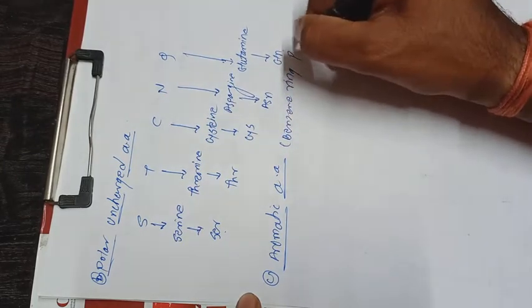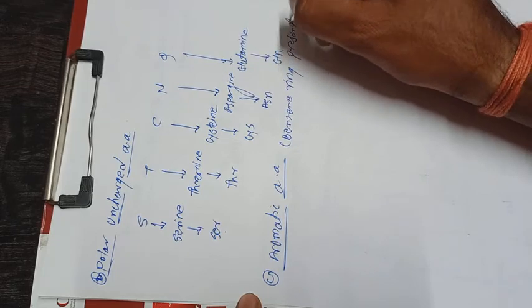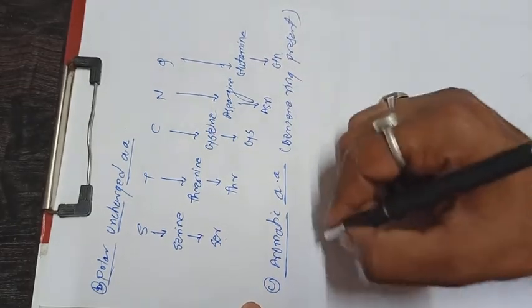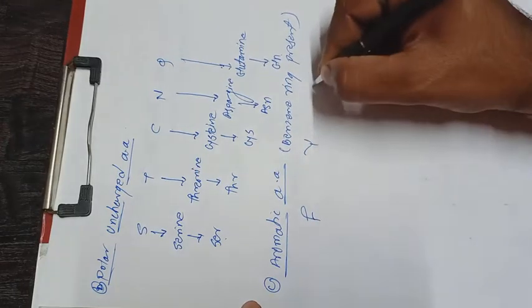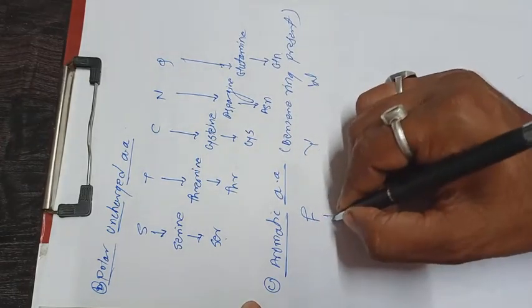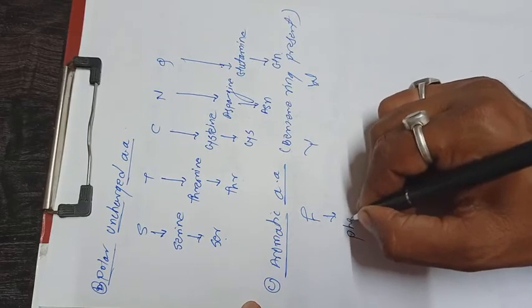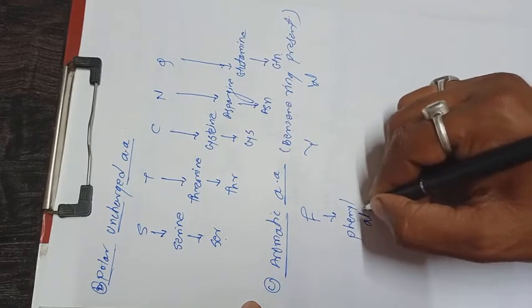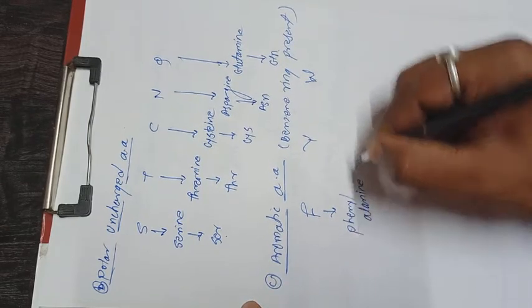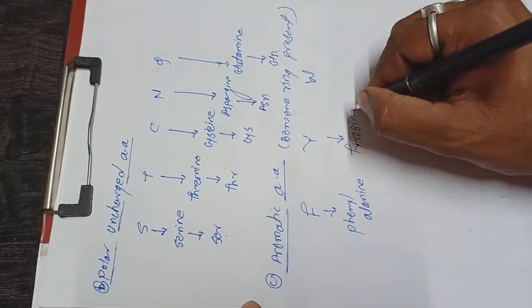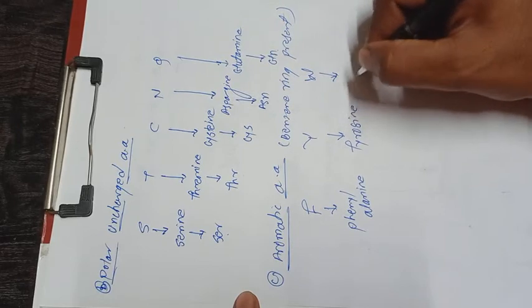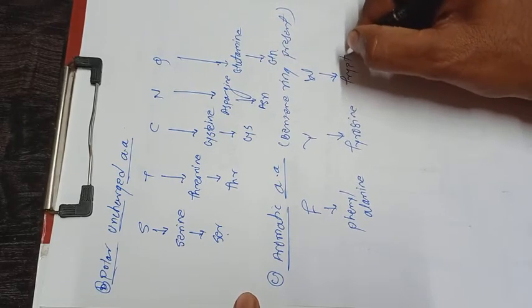Benzene ring is present. So aromatic amino acids are F, Y, W. F stands for phenylalanine, Y stands for tyrosine, and W stands for tryptophan.